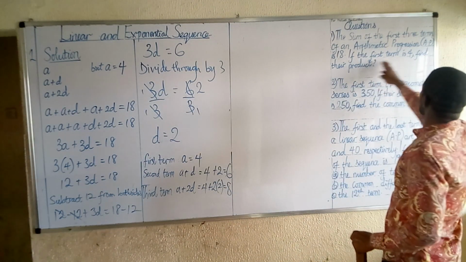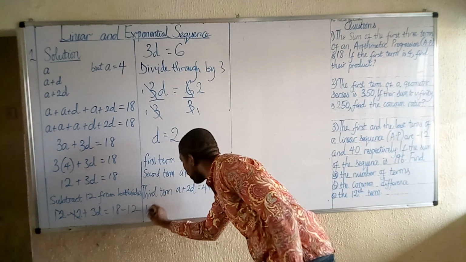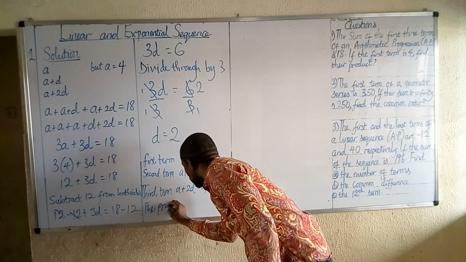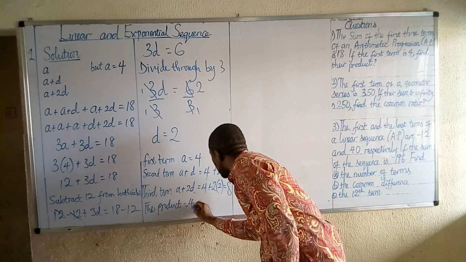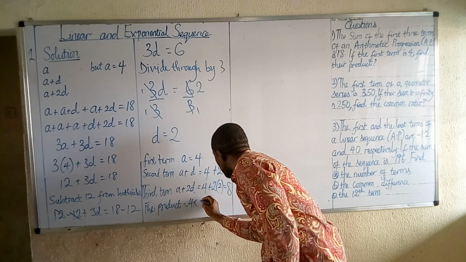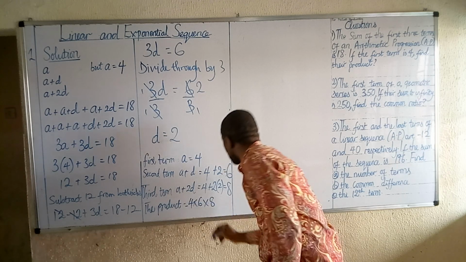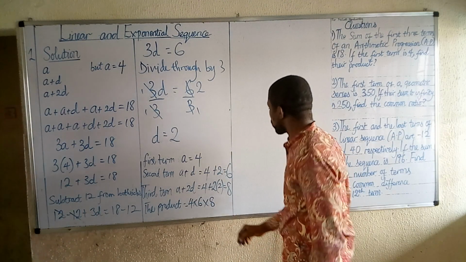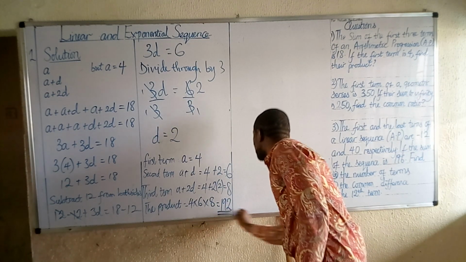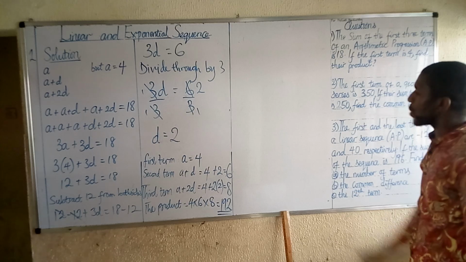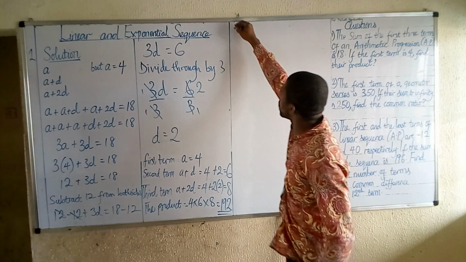Good. They say we should find their product. The product will now be 4 times 6 times 8. 4 times 6 is 24, and 24 times 8 is 192. So the answer is 192. That is the product. We are done with question 1. We start over again with question number 2.